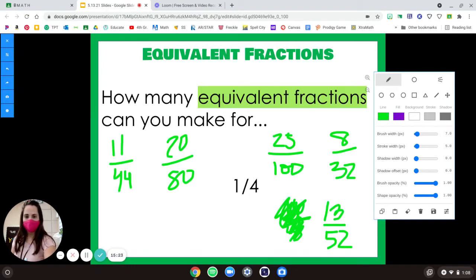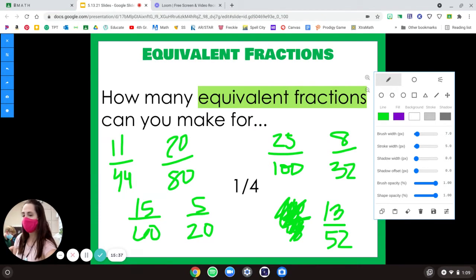Camille. 15/60ths would work. Lizzie. 5/20ths. Zach. 100/400ths, 1,000/4,000ths, 1 million/4 million, and 1 billion/4 billion. So, do you get the pattern, fourth grade friends, so far? It's gonna be multiples of our 1 and our 4. Good. I know that there's a lot more that you came up with.